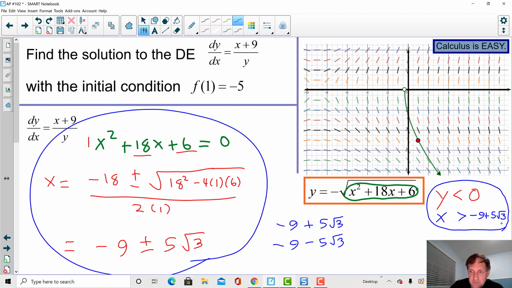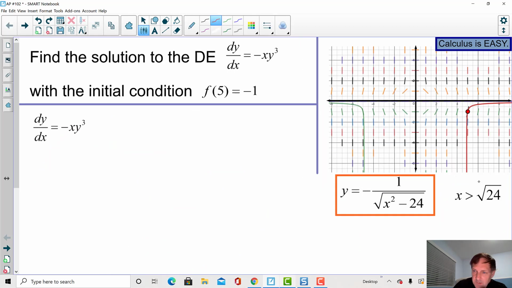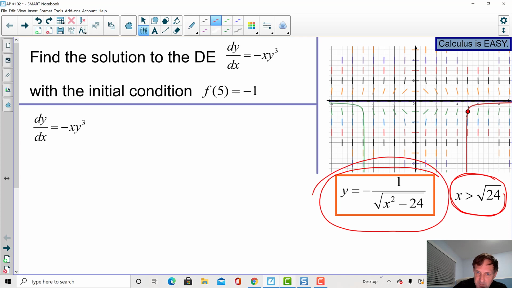Y would have to be strictly less than 0, and x would have to be strictly greater than -9 plus 5√3. Again, I seriously doubt they're going to ask you for those domain and range restrictions. I think your answer is just going to be what you see in that orange box. And if we go back a few pages, I also don't think they're going to even ask you for this domain restriction here. I think the answer that you would give is just here in this orange box.